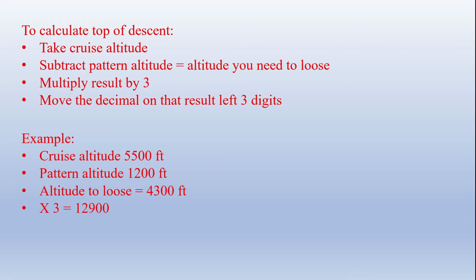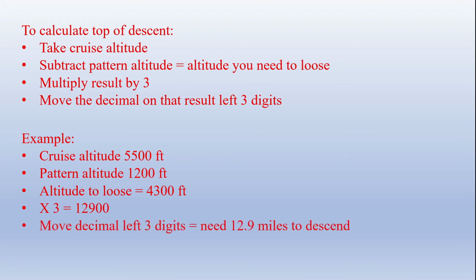If we multiply that times 3, it comes out to 12,900, and then we move the decimal over 3 digits, and that means we need 12.9 miles, or about 13 miles, is where we need to start our descent. So we're about 13 miles out from Greenville. That's when we need to start down to get into the pattern at Greenville.